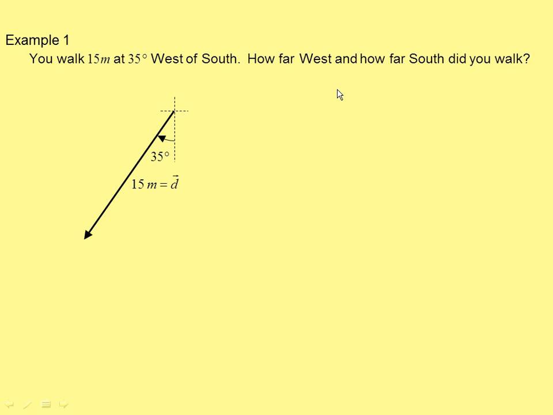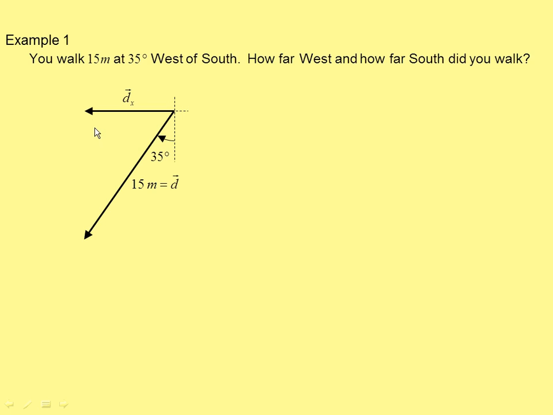Now, I want to know how far west and how far south we walked, and I want to represent that on my vector diagram. If I start out with how far west I walked, we could draw an arrow here to represent that. Notice it starts where I started, and then it goes off to the west. I'm going to call that d with a subscript of x. Remember, x is horizontal. It's a horizontal displacement. And then how far south did I walk?